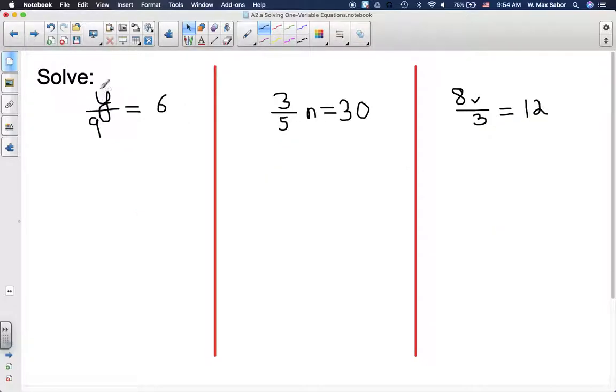Here, this is division. The opposite of division is multiplication. We can multiply by 9 on both sides. And then 9 divided by 9 is 1.